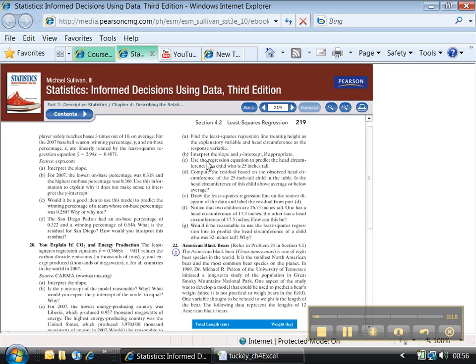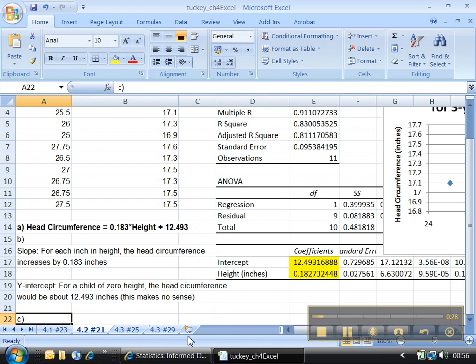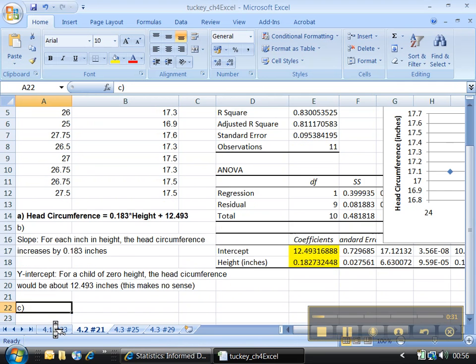For part C, it says to use the regression equation to predict the head circumference of a child who is 25 inches tall. So they're giving you height and asking you for head circumference. That's a prime target for substitution if I ever heard it.